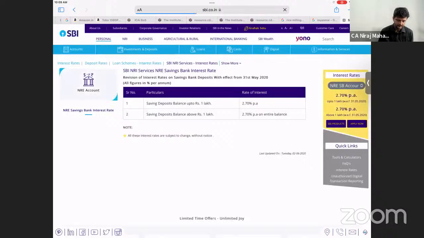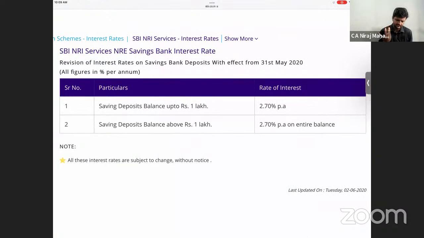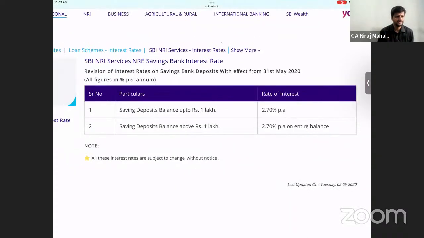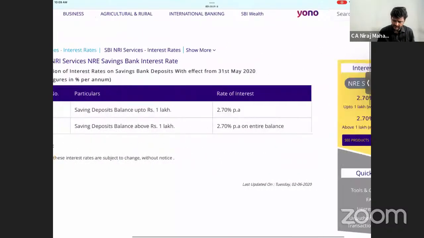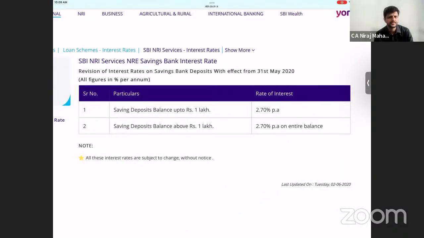Up to 1 lakh same, and above 1 lakh also same. Currently, I think it is the current rate or not, whatever. But around that, I think they have not changed. So 2.7%. Much better still. So it is still much better than no interest at all. So 2.7%. Clear to all of you?